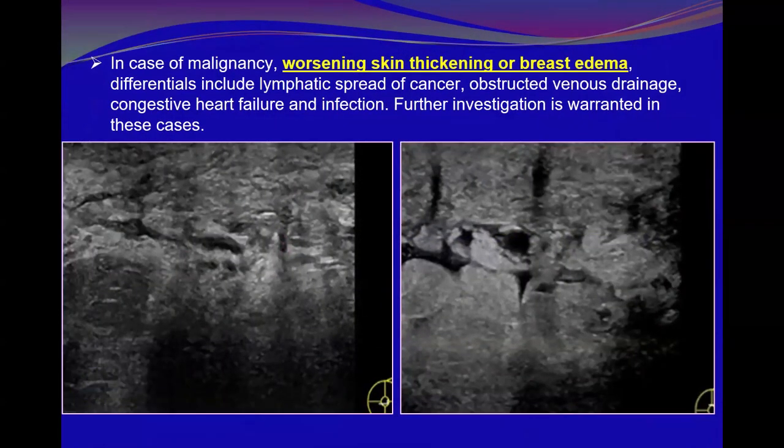In another patient here, you can see how to look for skin thickening of more than 1 centimeter, and look for the breast edema again with the fluid. Usually in case of malignancy, as we mentioned earlier, the malignant edema is mostly related to venous and or lymphatic obstructions.